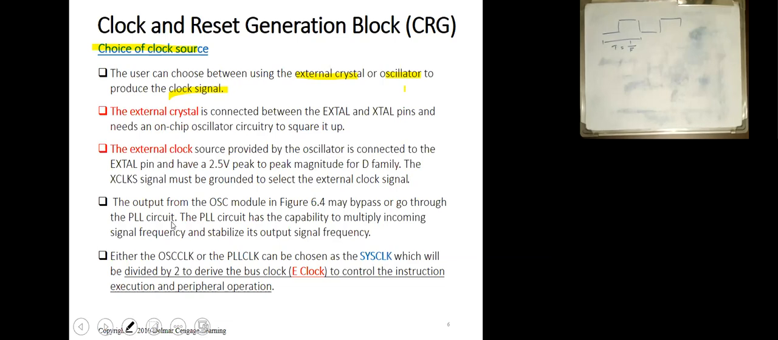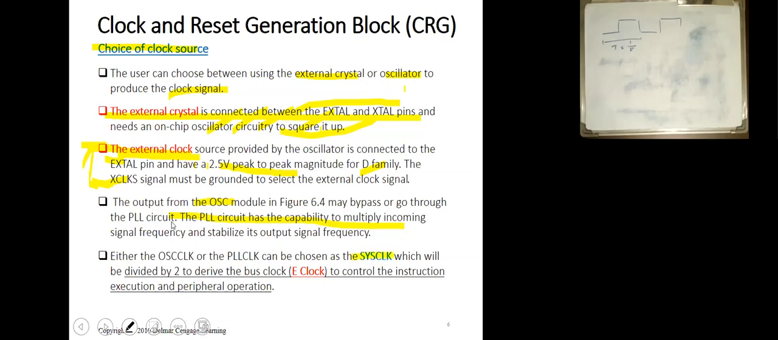Now, as we said, this is the detail of how to connect the external clock oscillator. These are the specifications of the external clock that you want to feed into the microcontroller. If you choose to do that, its magnitude has to be 2.5 peak magnitude for the D family and all that stuff. But as I said, for our case, when we use the board, we don't have to worry a lot about this part. But for this part, yes, you need to take it into consideration because these pins are available, so you can override this clock. Now, as we said, the clock that is coming out from the OSC module can be used as the system clock, or it can be scaled up by the phase locked loop block.